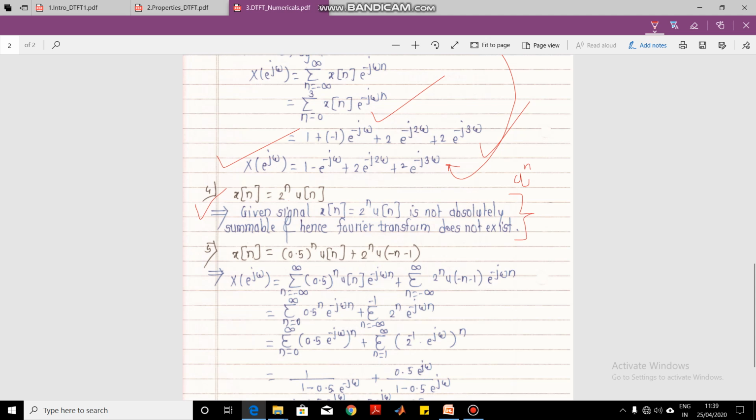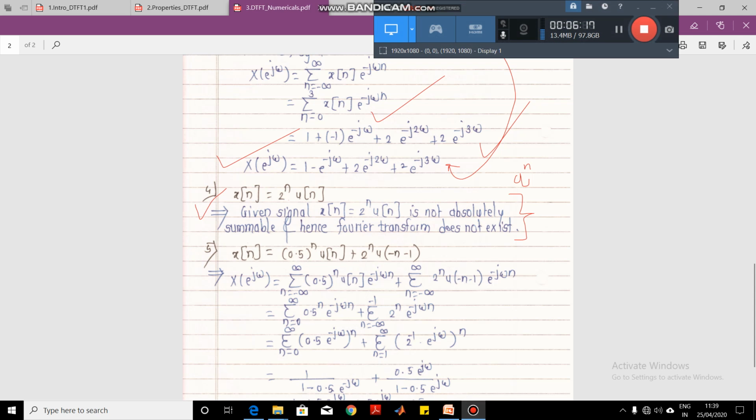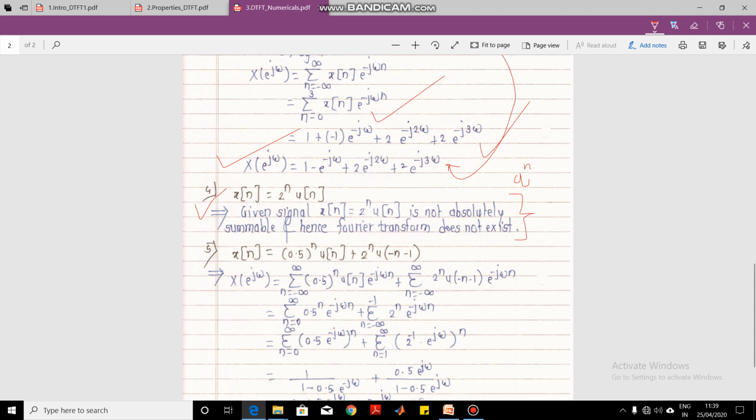Now since this is a discrete time signal and it is not absolutely summable, which means if we take the summation of this signal, we are not going to get a finite value, because this is going to go on increasing exponentially and we are going to get an infinite value. Hence, for a signal which is not absolutely summable, its Fourier transform will not exist. So we can write the statement here that since this signal is not absolutely summable, the Fourier transform does not exist.